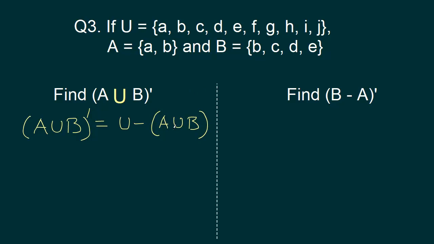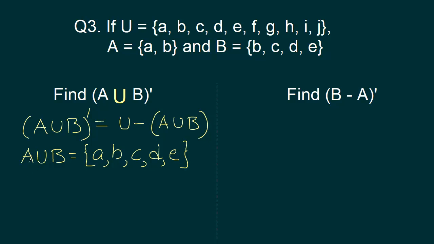So first let's find out A union B. A union B will have all of the elements in set A and all of the elements in set B, and we do not repeat elements. A has A and B, so let's write A and B, and B has B, C, D, E. Because B is already written once, we skip it, so we write C, D, and E. So A union B is this set.